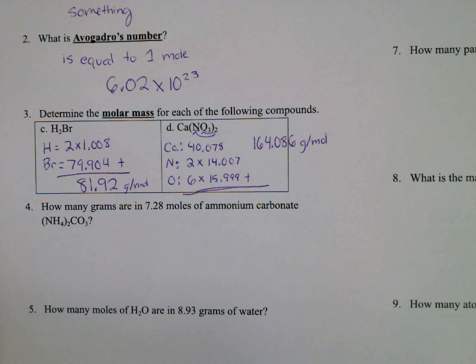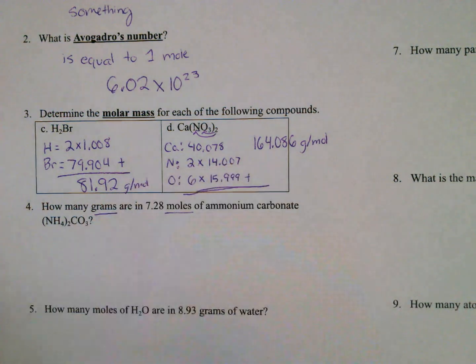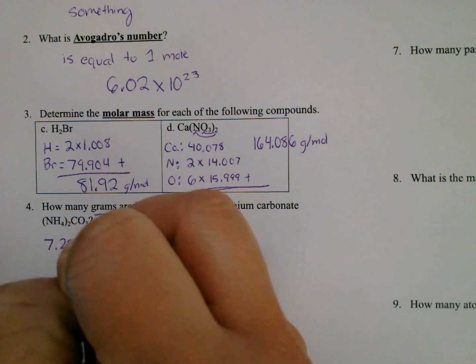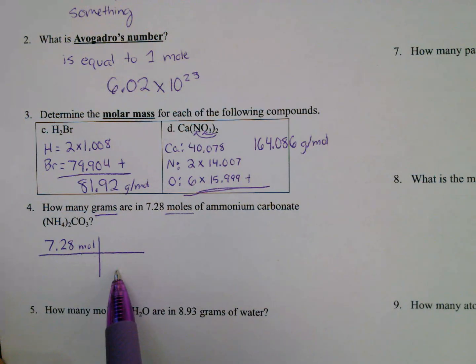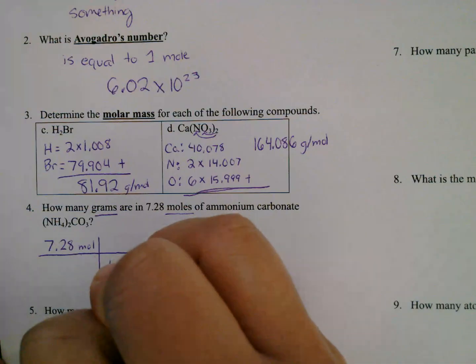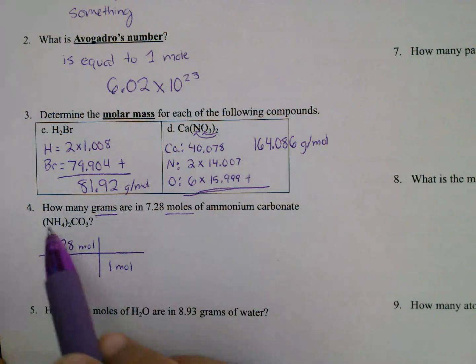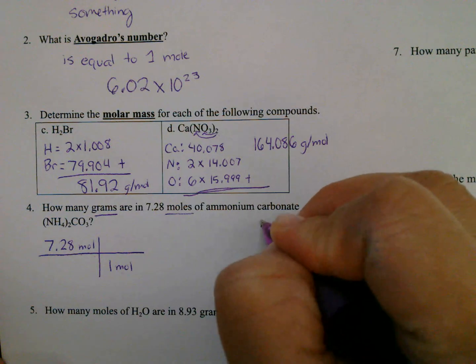Number 4, how many grams are in 7.28 moles of ammonium carbonate, NH4 2CO3? So this is going to be a moles to gram setup. I'm going to start with my moles, 7.28. Since my moles is in the first box, diagonal at the bottom, I'm going to put 1 mole. That's just my standard. And above that, since I'm looking for grams, I'm going to put my molar mass of NH4 2CO3. So I'm going to have to solve that. I'll do it over here on the side.